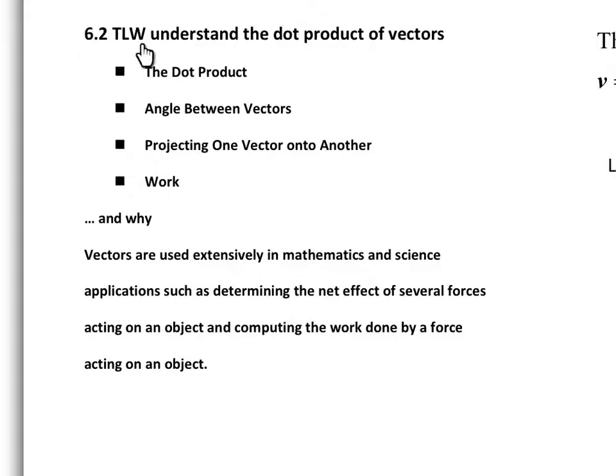Alright guys, today's goal: the learner will understand the dot product of vectors. We're going to be covering dot products, the angle between vectors, and projecting one vector onto another, and why. Vectors are used extensively in mathematics and science, with applications such as determining the net effect of several forces acting on an object and computing the work done by a force acting on an object. You'll see a lot of this applied to physics, okay?